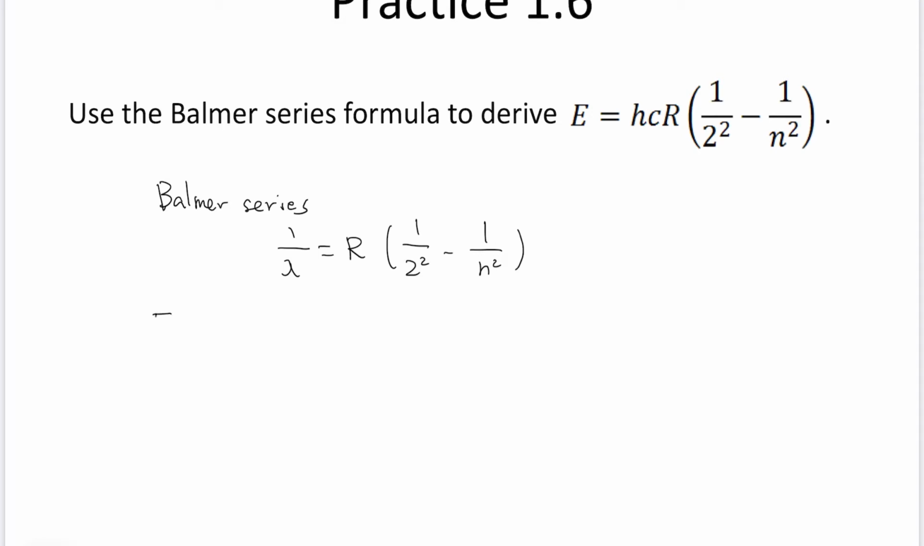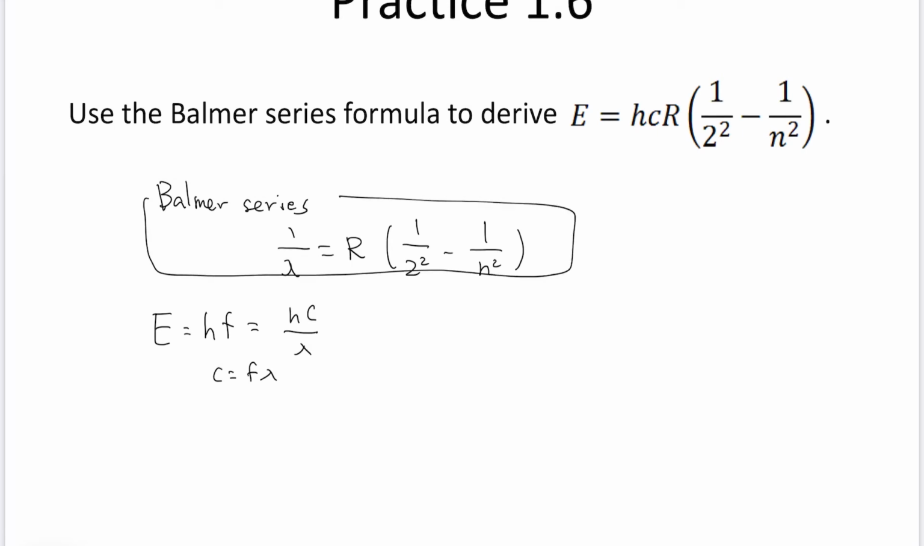The energy can be obtained as h, the Planck constant, times f, the frequency. And then you can use c equals f lambda. So if you use lambda instead of the frequency, you can express hc over lambda. Then you can use the expression for the Balmer series. Here, then, E equals hcR times (1 over 2 squared minus 1 over n squared). So this is the answer to this practice.